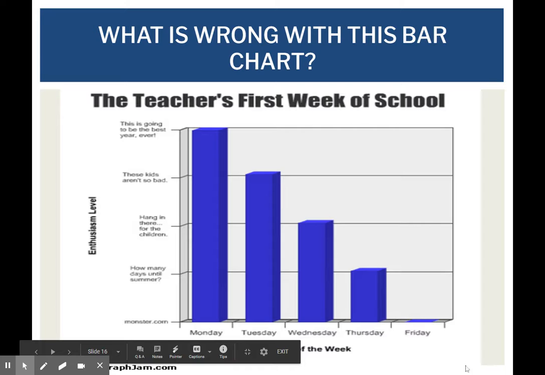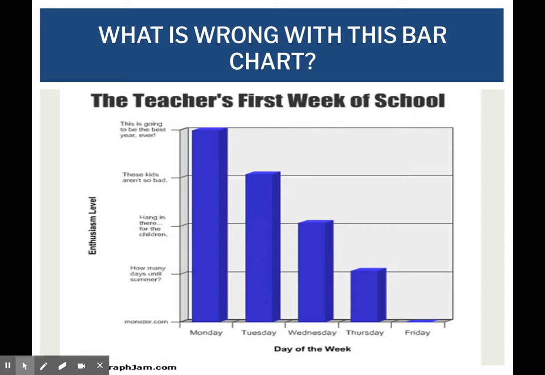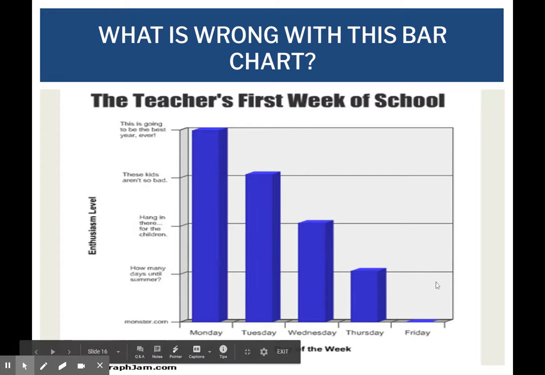If you're actually looking at it and trying to correlate how it works with actual data, you kind of get it, right? Looking at it, it's funny, whatever. But it doesn't actually make sense when you're looking at it statistically, trying to analyze data. This is not how you make a bar chart.